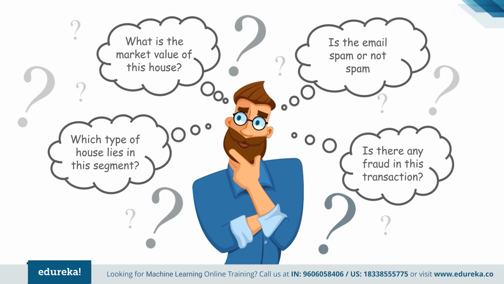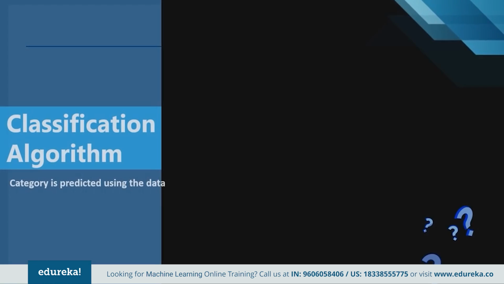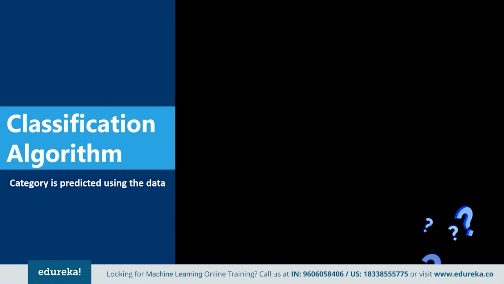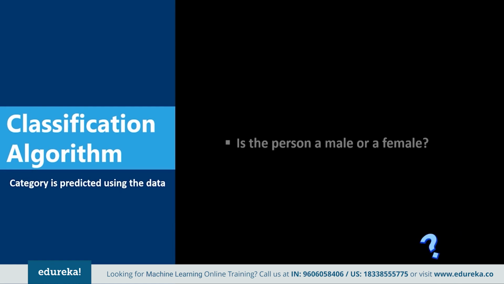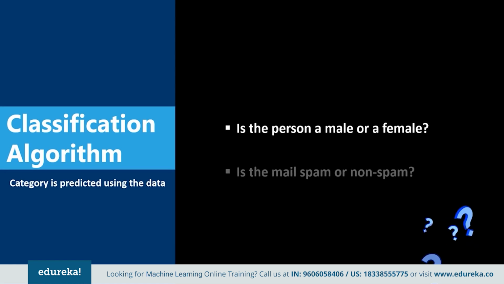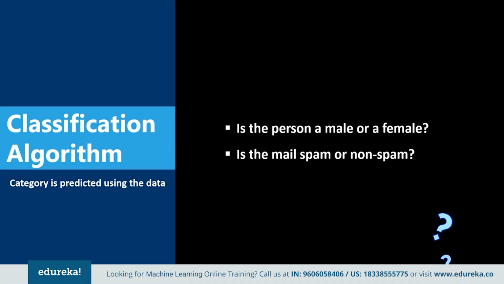But for getting an answer to these, you need some algorithm. The machine needs to train on the basis of some algorithm. But how will you decide which algorithm to choose and when? So the best option for us is to explore them one by one. So the first is the classification algorithm, where the category is predicted using the data. If you have a question like, is this person a male or a female? Or is this mail spam or not spam? Then this category of question would fall under the classification algorithm.